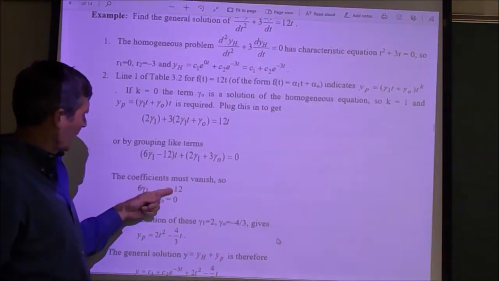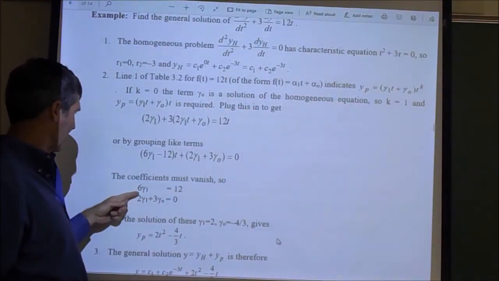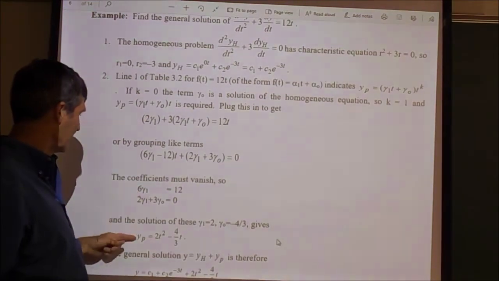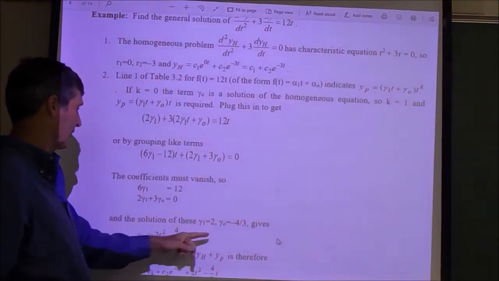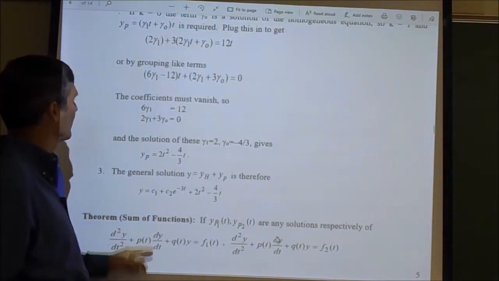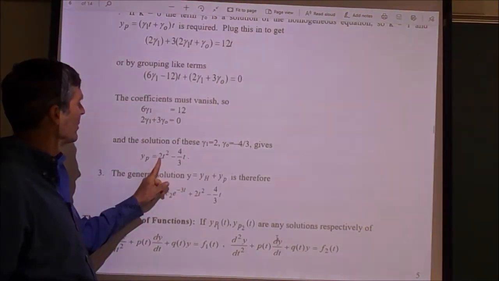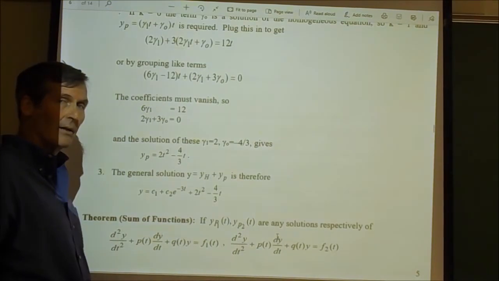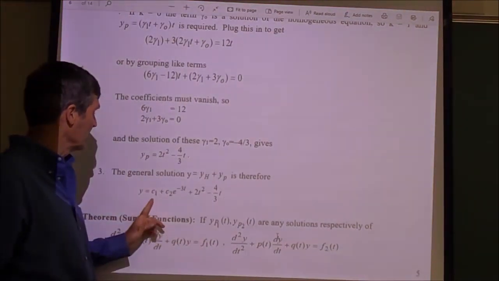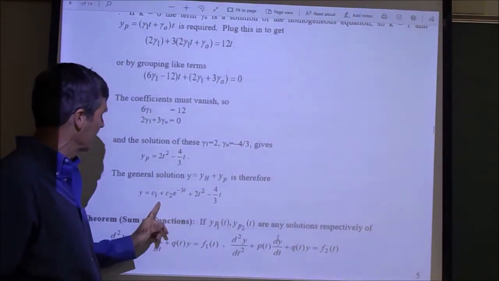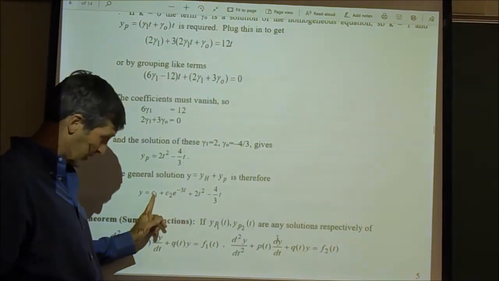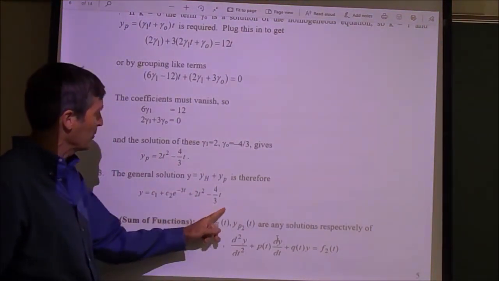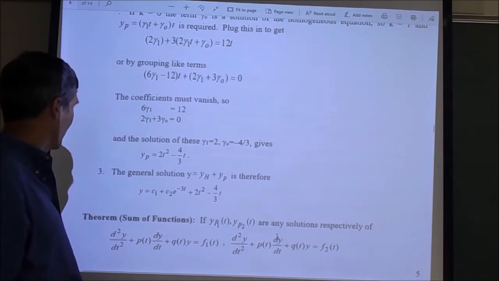Fortunately, I can solve this without any trouble. I divide by 6 and find that gamma 1 is 2. And then I plug that into the second equation and find gamma 0 is minus 4/3. So there's a particular solution, 2 times t squared minus 4/3 times t. The general solution of the non-homogeneous problem is the general solution of the associated homogeneous problem plus this particular solution we have just found.